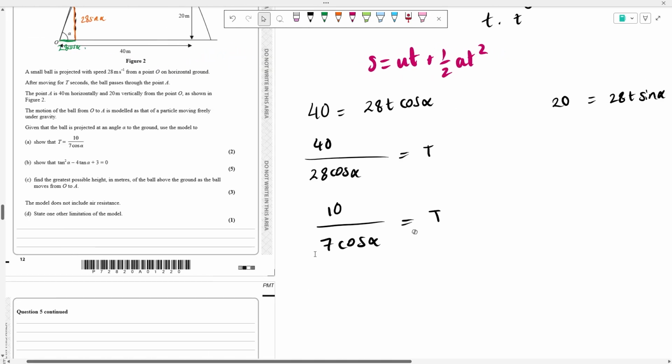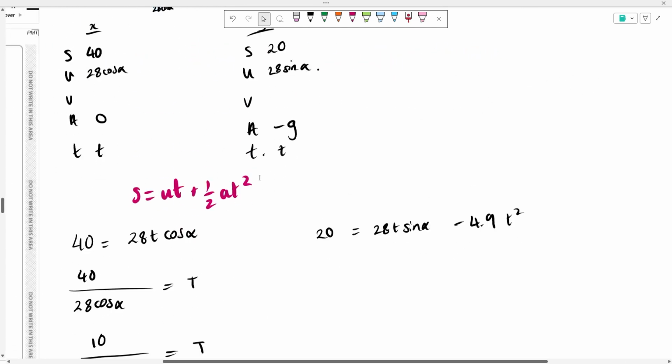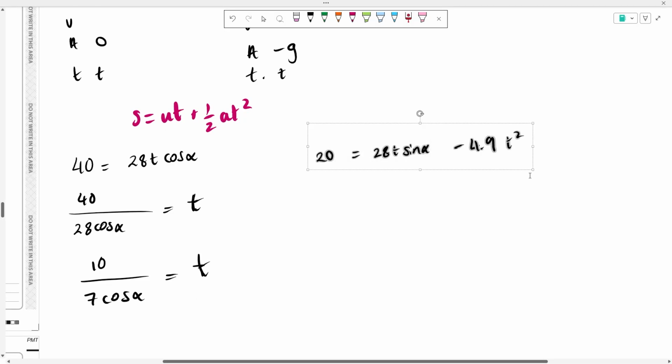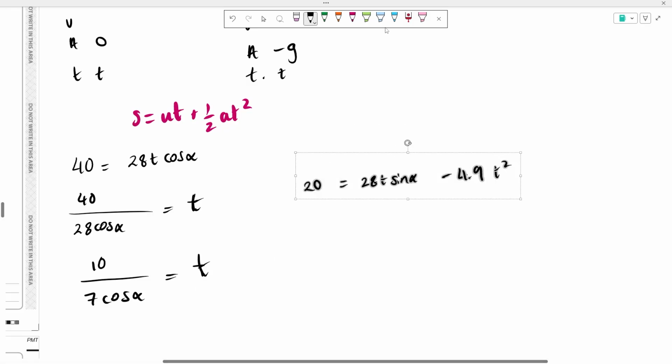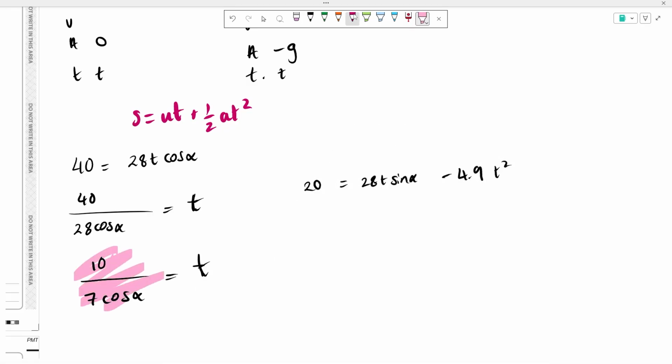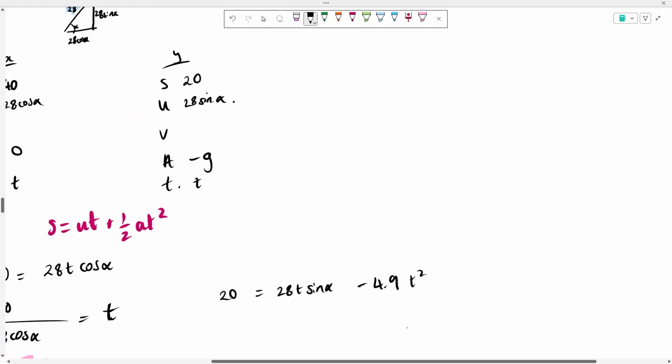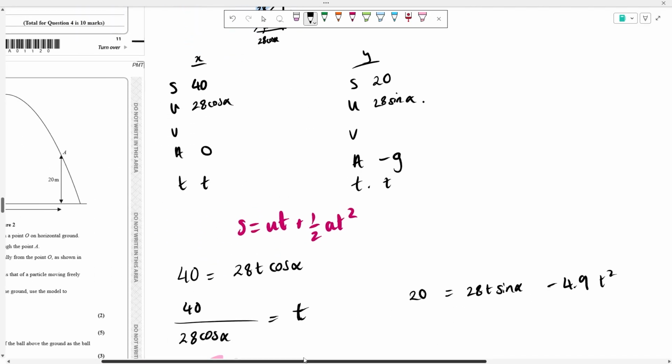But you can see that because we have a value of time, these two are linked with the same value of t. I know you switch to capital T here, but it doesn't really matter. Essentially, what I can do is take this expression here and sub it into here, because then we are linking our x and our y. This is probably going to help us with part B as well. And that's the beauty of projectiles and mechanics.